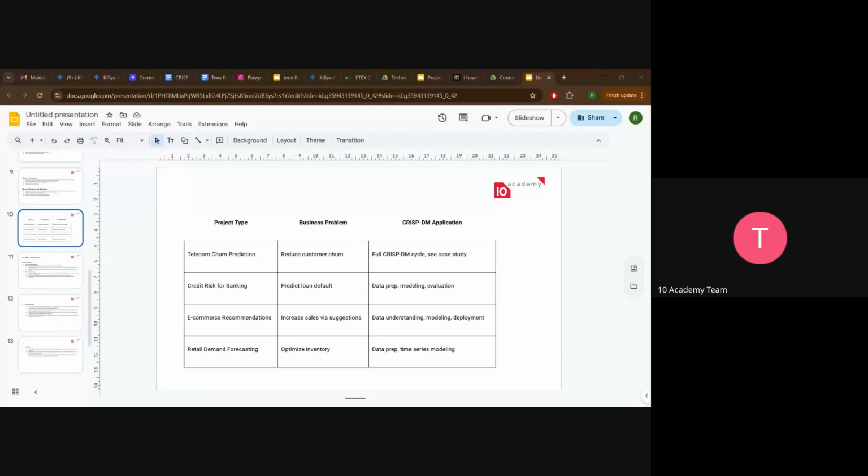Starting from the data preparation part, we're going to see the demonstration in the coming tutorials or sessions. Are we clear? I hope that you got the point.